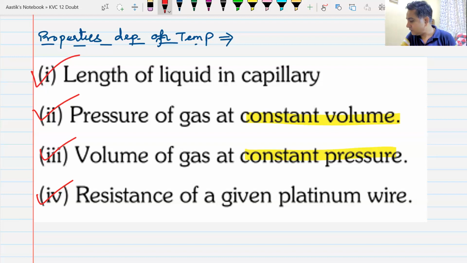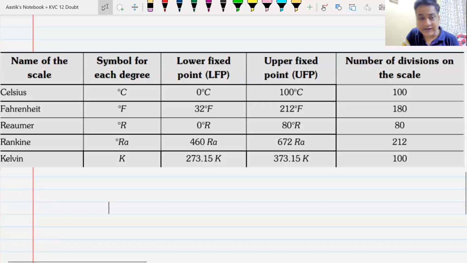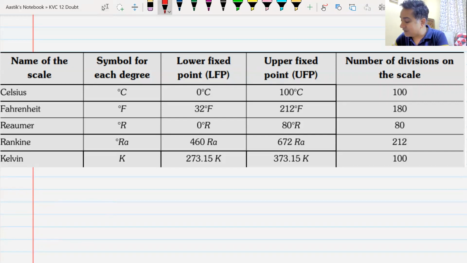So here are the different scales that you might have heard about, their symbols and their lower fixed point. Every scale has a lower fixed point. What does the lower fixed point basically mean? The lower fixed point refers to the melting point of water or ice. Do you understand this? Yes, sir. The upper fixed point of every scale refers to the boiling point of water.